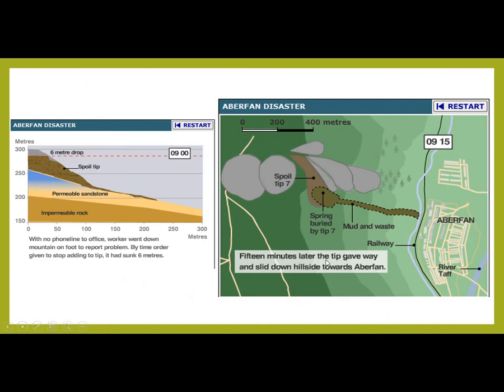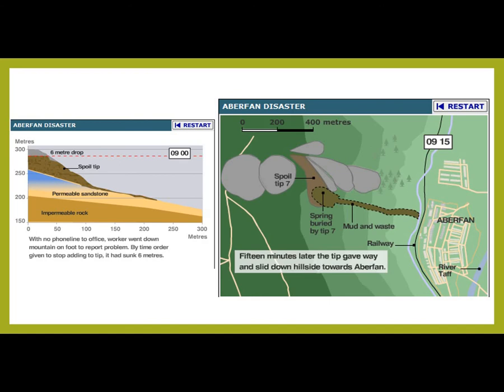15 minutes later, the tip gave way, and this whole section of tip 7 slumped down and covered an entire street and school in Aberfan. So, was this a natural disaster, or could this have been avoided? Was it man-made error? Humans went about dumping all the waste from the mine on the valley side.